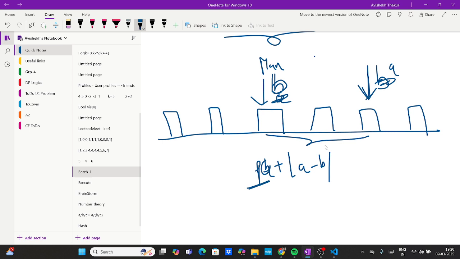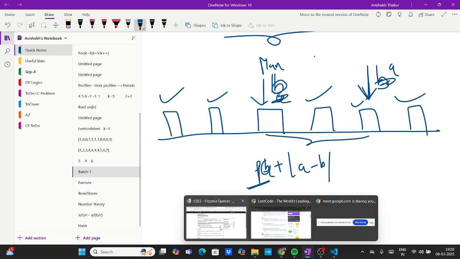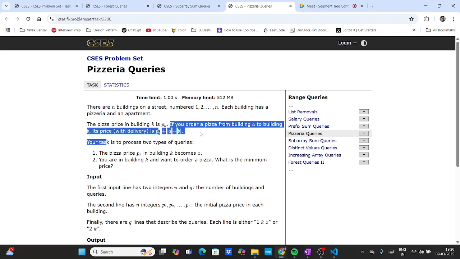So you have to tell what's the minimum cost to bring the pizza to your building. I mean there are multiple possibilities, right? Either you can bring it from here or here or here. So there are multiple possibilities, and out of them you need to tell me the minimum cost in order to bring a pizza to your building. So is the question clear, Sam and Manan? Yeah, I understood.